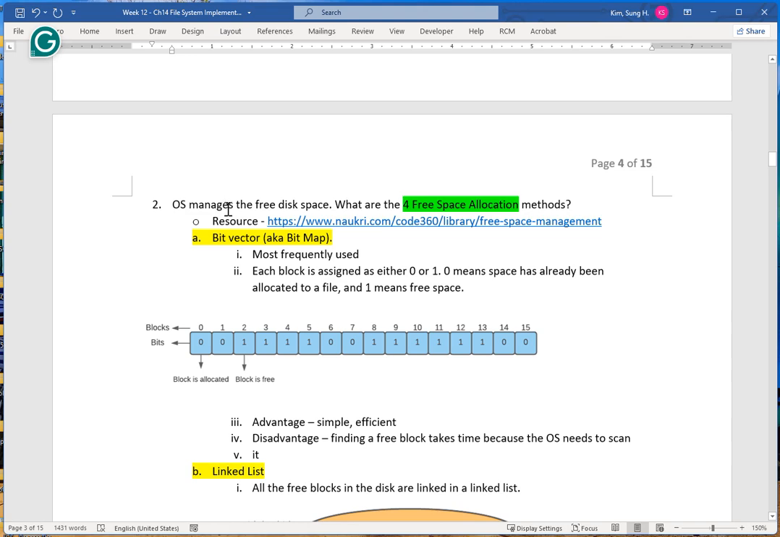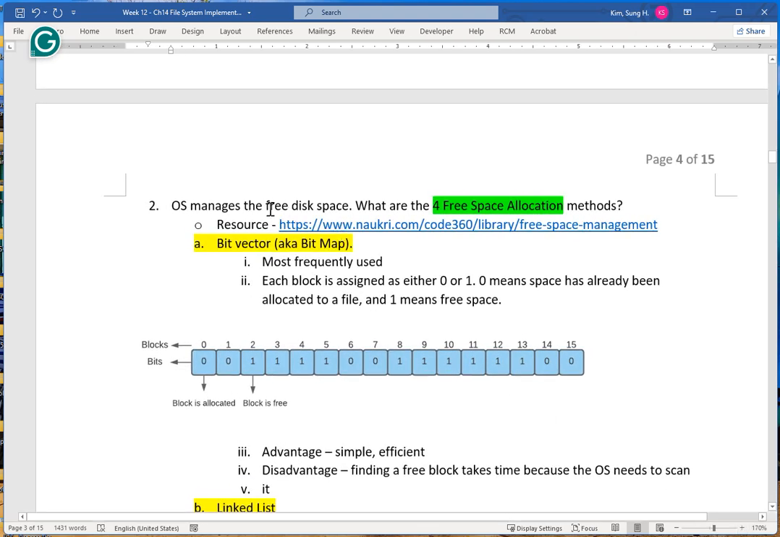Number two, now that we talked about how to manage a file a little bit, we can talk about how to manage free space on a storage device. And there are four methods out there, but maybe more, probably more, but there are mainly two.